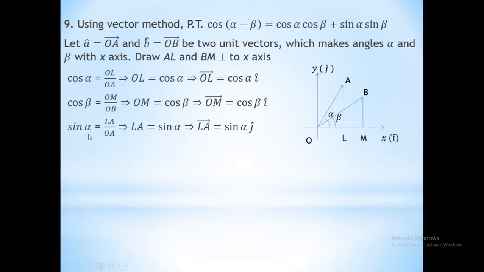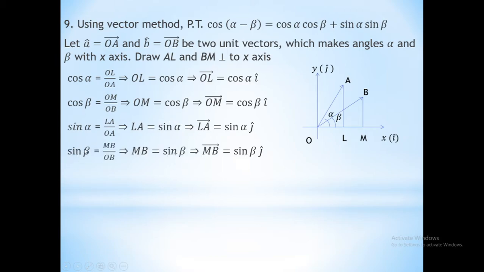Now sin alpha. So sin alpha means what? It is opposite side by hypotenuse. So opposite side is what? LA. Hypotenuse is OA. So OA is again 1 unit. So LA is equal to sin alpha. When I apply vector, so LA vector, you see this is LA vector. LA vector lies along the y-axis. So that has j cap. So you have to add a j cap with the sin alpha.